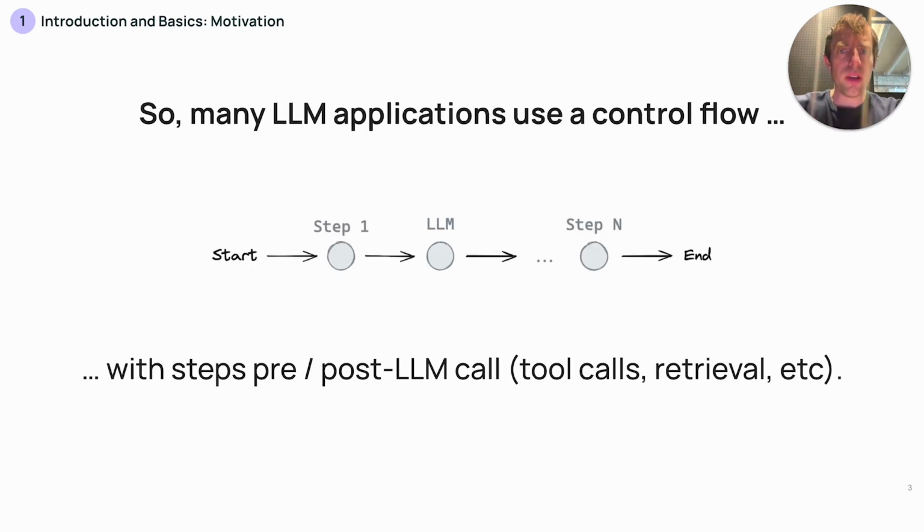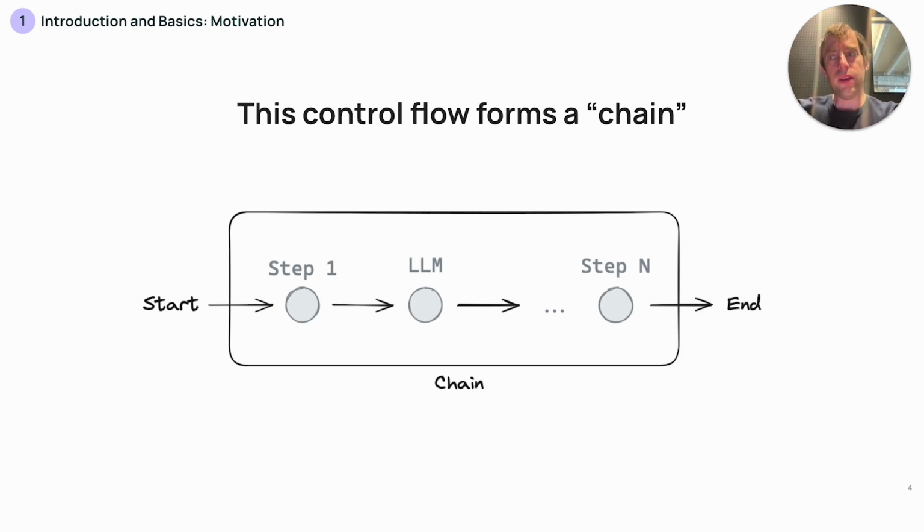So for this reason, we've seen a lot of LLM applications use what you might think of as a control flow or some set of steps around LLM calls. So this could be steps before an LLM call, like retrieving documents to pass to the LLM. That's what you might call RAG. It could be using an LLM to call external tools, which is common with agents. But either way, there's an LLM call with stuff around it. Now, this is what you might hear referred to as a chain. So a chain is just some set of steps around an LLM call.